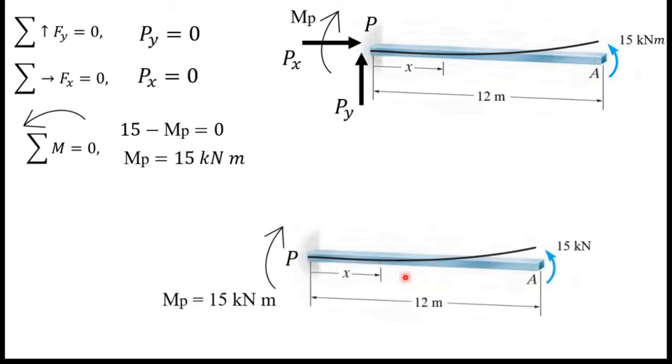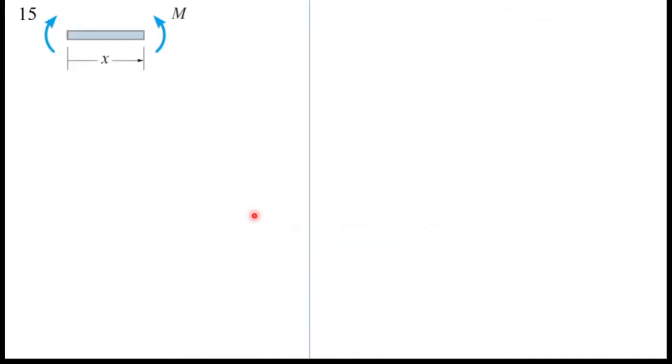So this is the free body diagram. There are no support reactions in this beam, just two moments, which is MP of 15 kilonewton meters, and there is a moment at A of 15 kilonewton meters. Next I will cut this beam through this point. So next I will consider this small part alone. So this is the small part of the beam.